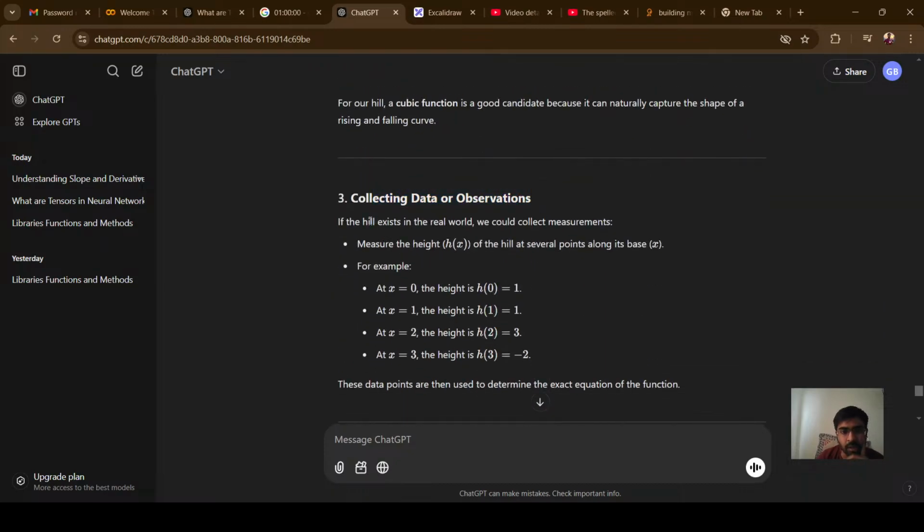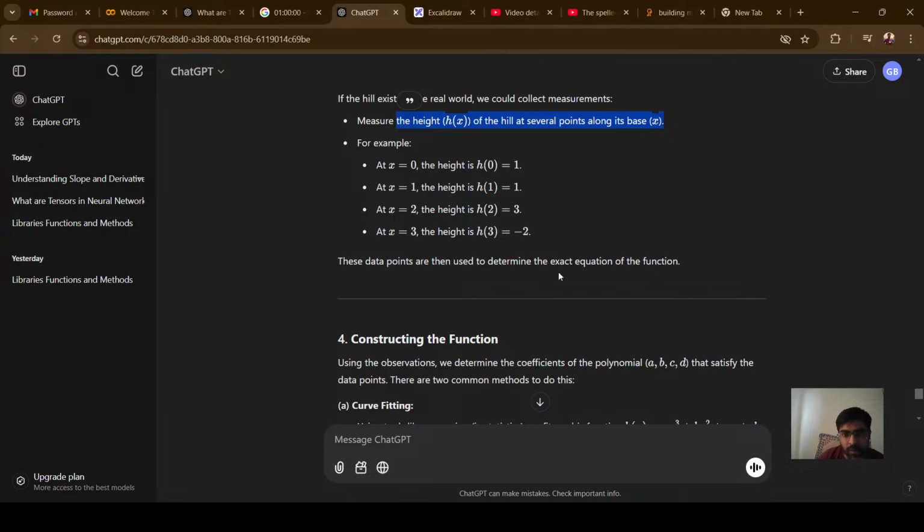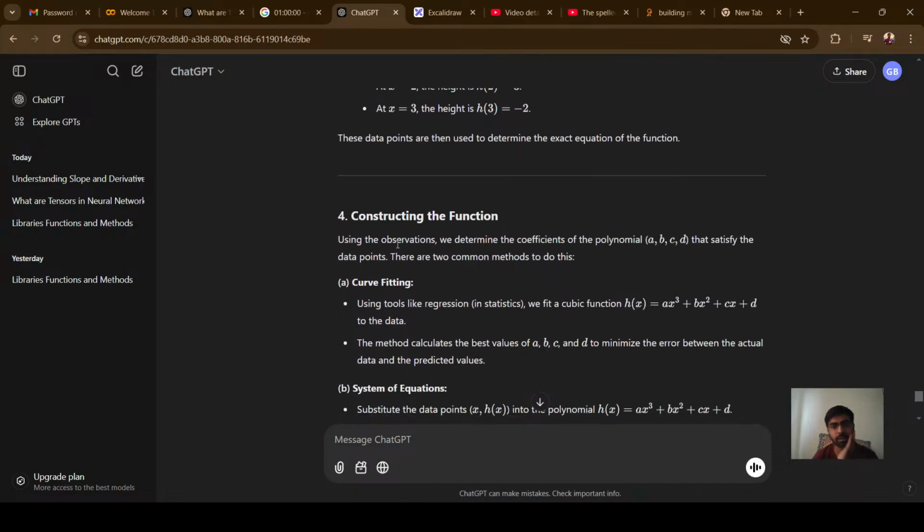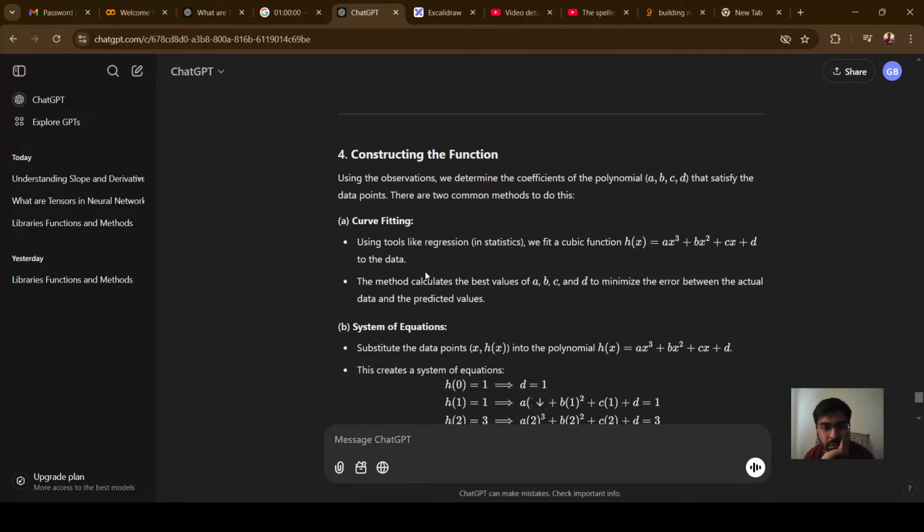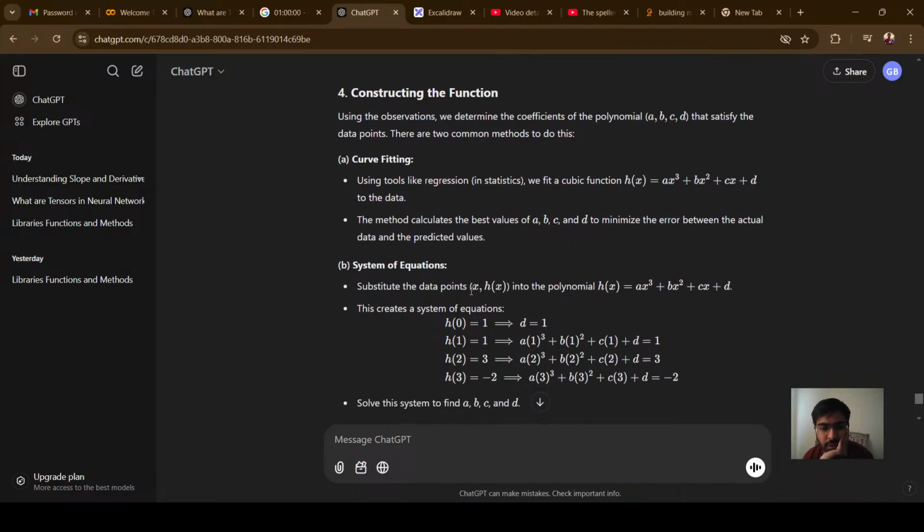Collecting data: if the hill exists around us, we could collect measurements, measuring the height of the hill at several points along its base x. Constructing the function: using the observations, we determine the coefficients a, b, c of the polynomial that satisfy the data points. These form a curve fitting system of equations. Using tools like regression, we fit a cubic equation to our data. The method calculates the best fit and the error between the actual data and predicted values. Okay. Curve fitting.